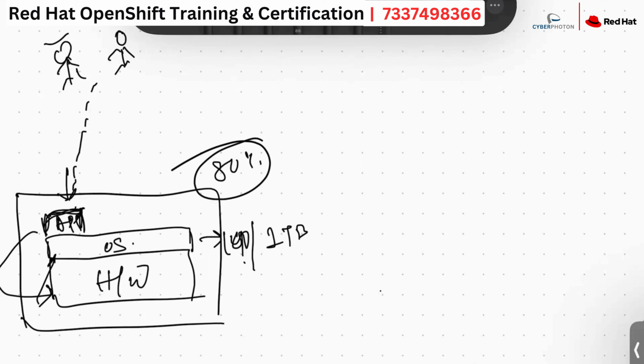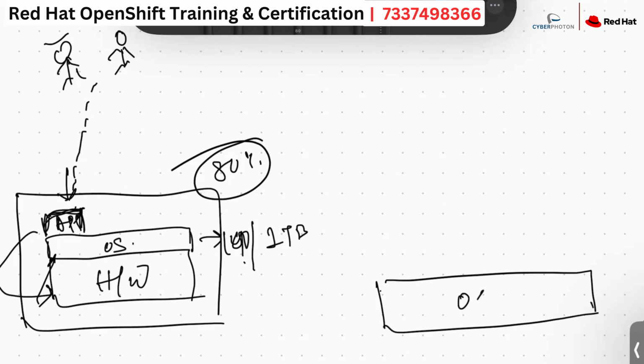So what is this virtualization? It's a simple thing. I think most of the people are aware of this. In virtualization, we have a certain operating system. It can be anything, guys: Windows, Linux, Mac, iOS, any operating system. On top of these operating systems, they install one hypervisor.